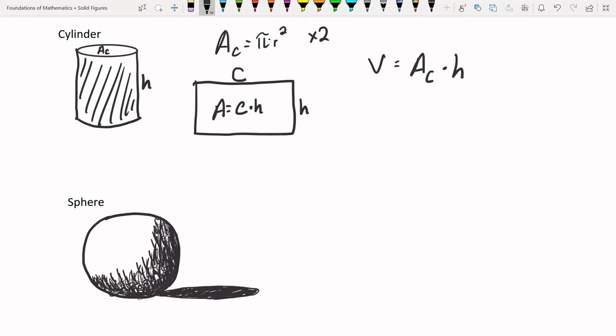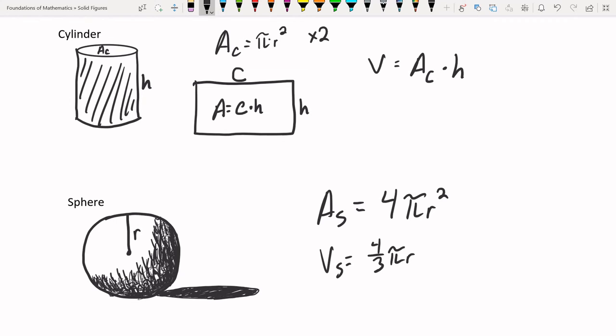The surface area of a sphere is 4 pi r squared. R is of course the radius. It's from the very center of the sphere to the outside edge. It's the exact same idea as a radius in two dimensions for a circle as for three dimensions. So that's the surface area of the sphere, and the volume of the sphere is going to be 4/3 pi r cubed, r being the same thing. Those are the formulas we're going to be using for these types of three-dimensional figures.